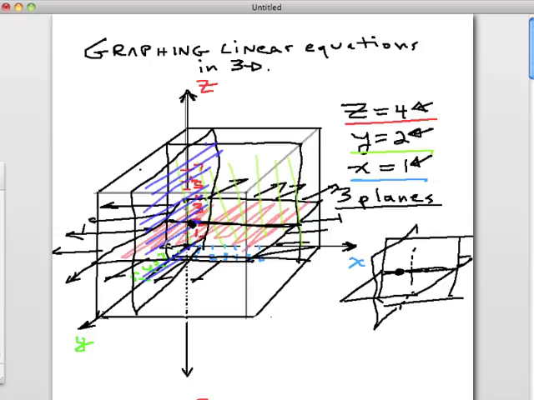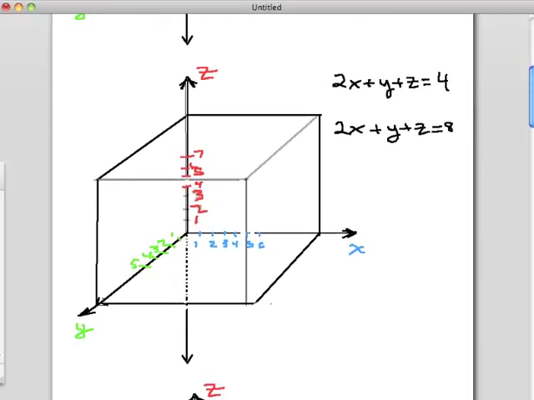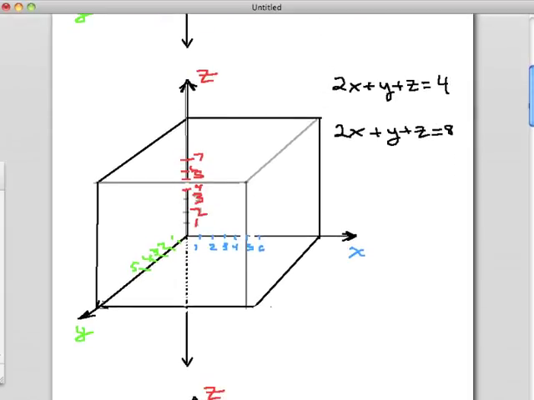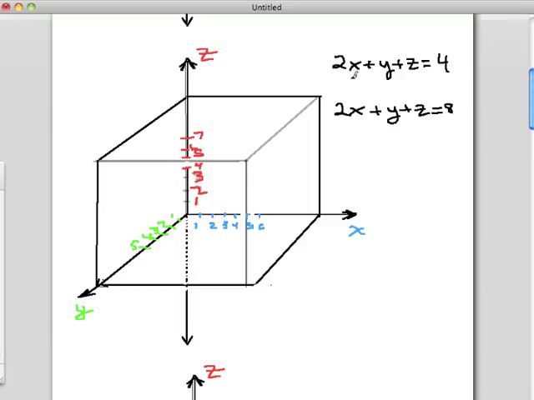These planes are really hard to graph in 3D without some sort of animation software. So let's look at the next one. These are equations of two other planes. We have x, y, and z, and I say twice x plus y plus z is equal to 4, and twice x plus y plus z equals 8.